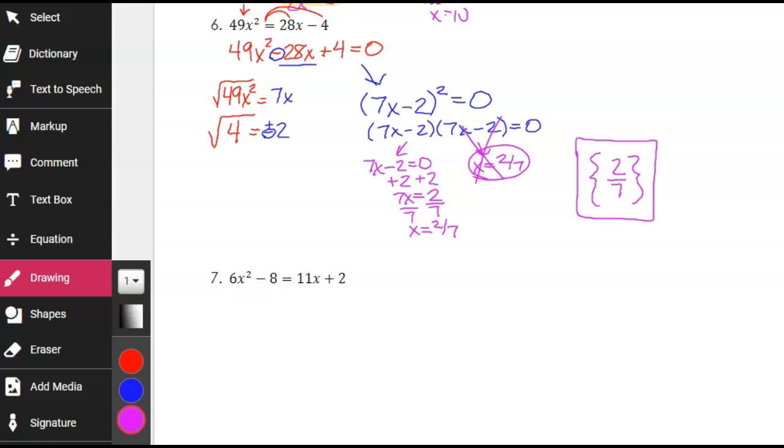All right. And then the last one today is definitely not in standard form. So what I'd like to do is move this over and this over to combine with this constant. So I'll have 6x squared. Instead of 11x, I'll have minus 11x because I'm doing the opposite signs. And then instead of plus 2, I'll have a minus 2. And negative 8 minus 2 is negative 10. And I'd like for you to pause your video and try to factor this polynomial.